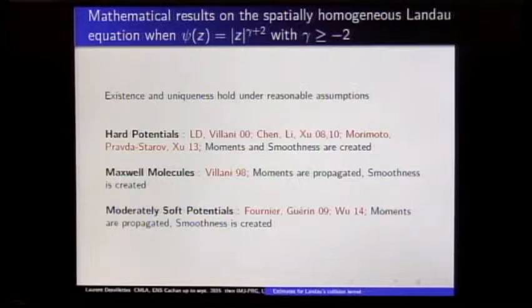So somehow, the theory is very good as soon as gamma is bigger than minus 2. But remember that the interesting case, the physical case, corresponds to gamma equal to minus 3. So there is a gap between what is known and what we would like to know.